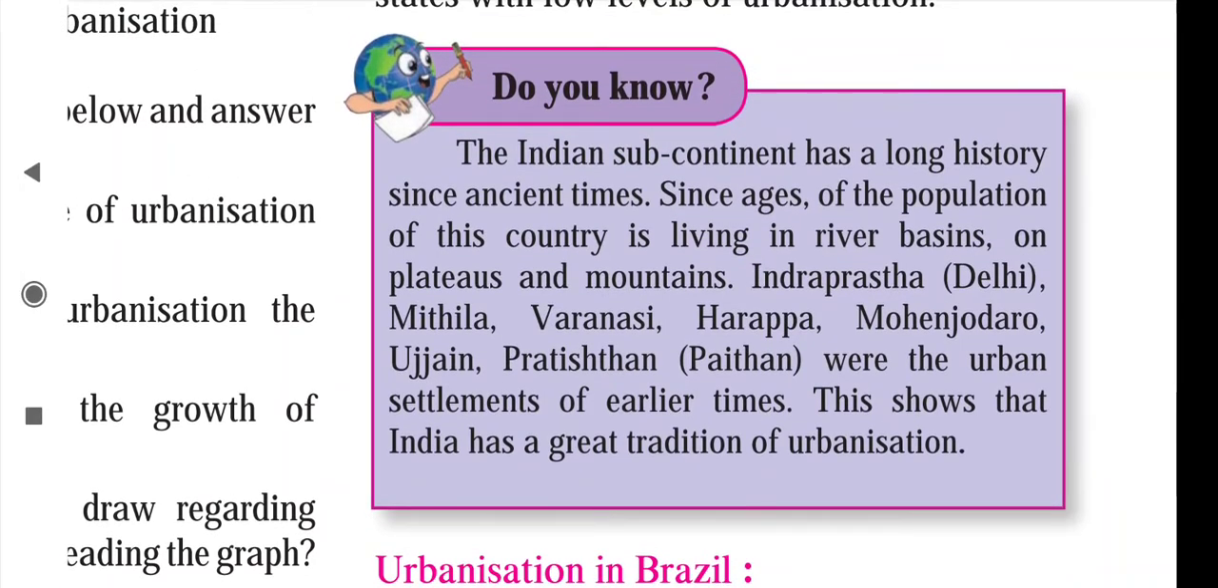The Indian subcontinent has a long history since ancient times. Since ages, the population of the country has been living in river basins, on the plateaus and the mountains. Indraprastha, meaning Delhi, Mithila, Varanasi, Harappa, Mohenjo-daro, Ujjain, Pratishthan, meaning Paithan. Earlier name was Pratishthan. Same here, Delhi's earlier name was Indraprastha. So in these places we find more urban settlement. This shows that India has a great tradition of urbanization.